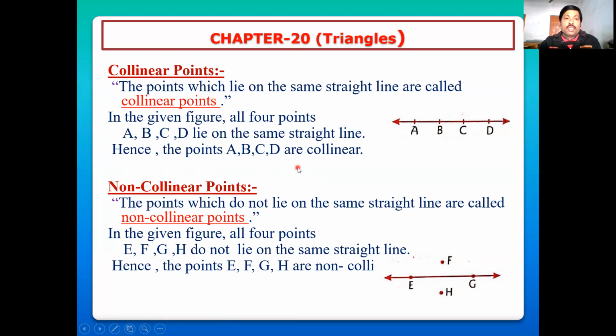Okay, so in this way we can differentiate between collinear points and non-collinear points. Collinear points are those points which lie on the same straight line, and non-collinear points are those points which do not lie on the same straight line.